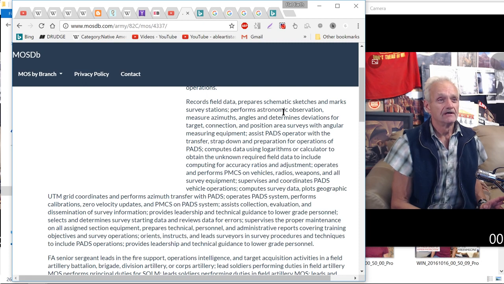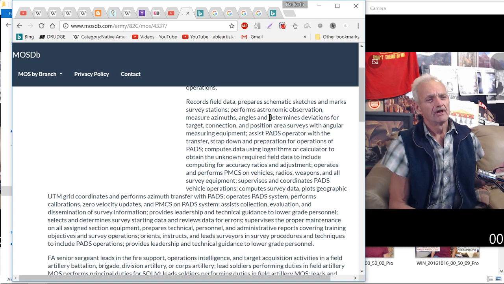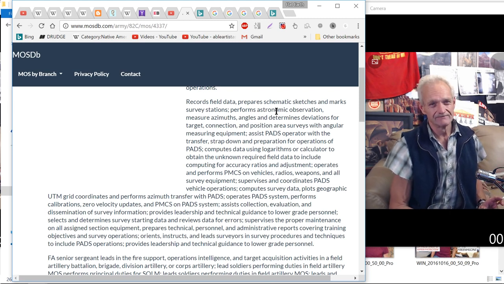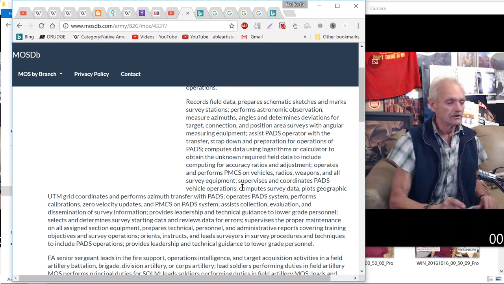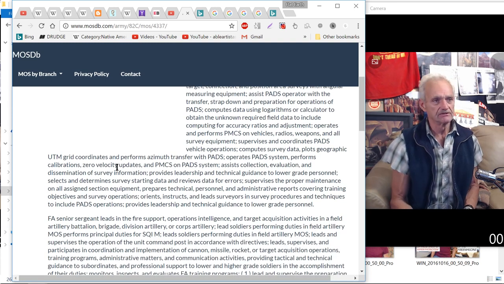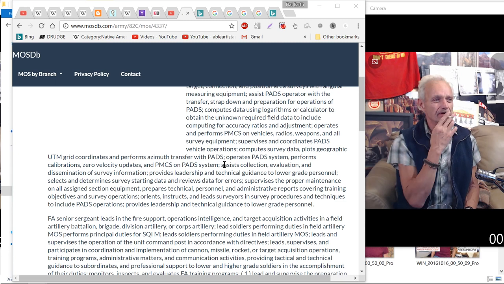Cord field data, schematic sketches, survey stations, platforms, astronomic observations. I never had an opportunity to where I could have seen where that would have been possible. They needed me to do that. But measuring azimuth angles, basically you had to go from one known position to another known position and make sure that every position in between was a known position. And there you go, is your pads operator.